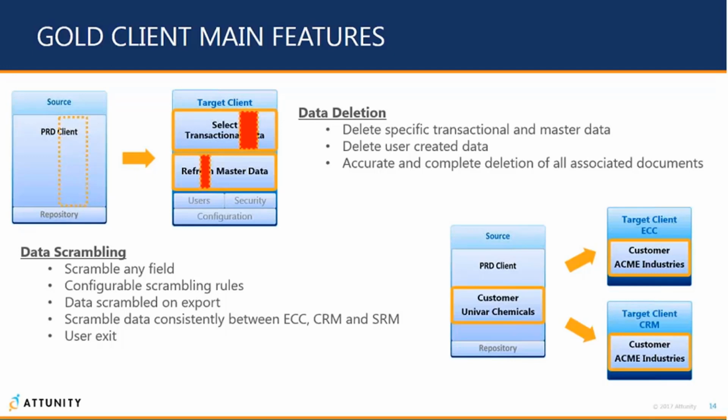And this is also quite important. We can scramble consistently between ECC, CRM, and SRM, as is the example shown, which is the scrambling of a customer called Univar Chemicals to Acme Industries in both the target ECC system and the target CRM system. Finally, should we be unable to scramble against the parameters that you require, you can in fact write your own user exit and write your own scrambling code in ABAP and call it from within Gold Client. So we, generally speaking, handle all customers' requirements.